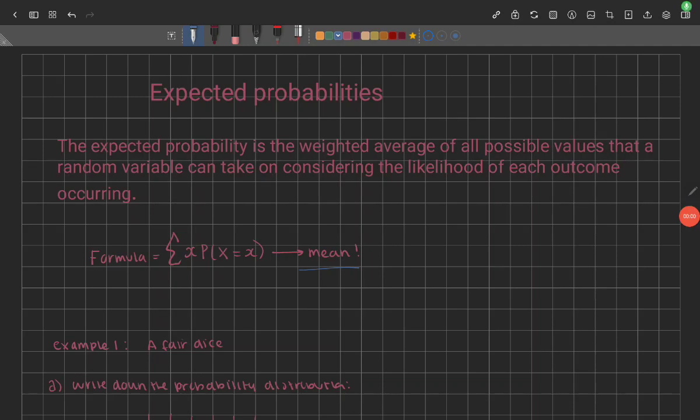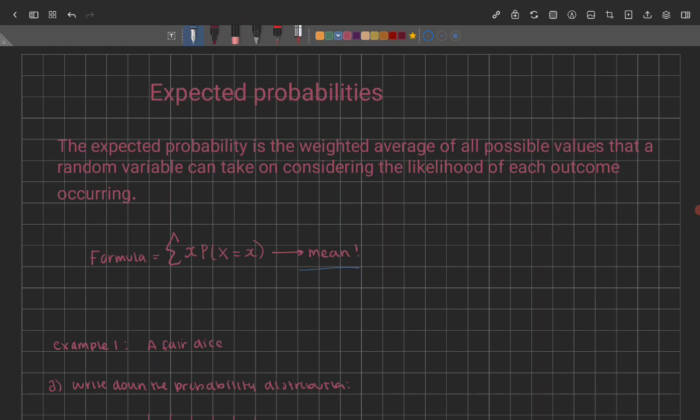First video in the Further Statistics video series will be on expected probabilities and we'll be following the format of the textbook. Definitionally, the definition of an expected probability is the weighted average of all possible values that a random variable can take on considering the likelihood of each outcome occurring.